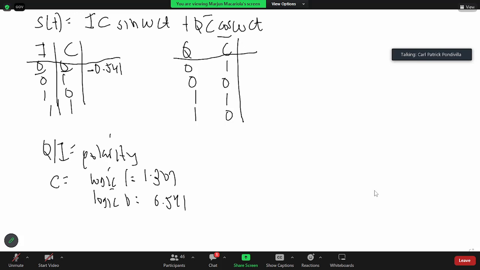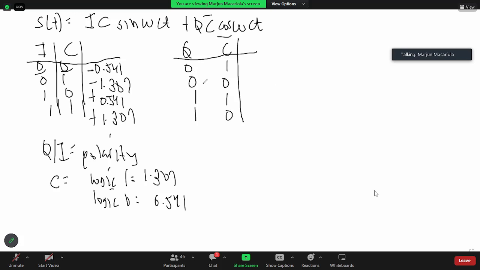Yes po. Okay. Again, I is 0, so this is negative. C is 1, so that is negative 1.307. I is 1, so that is positive. C is 0, so that is 0.541. So I is positive, so this will be positive 1.307. Okay?